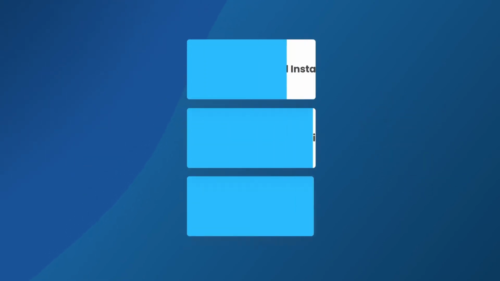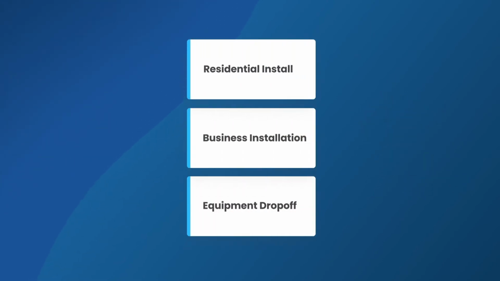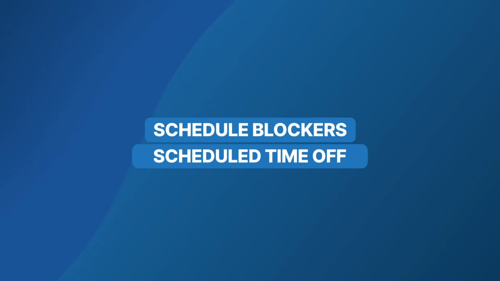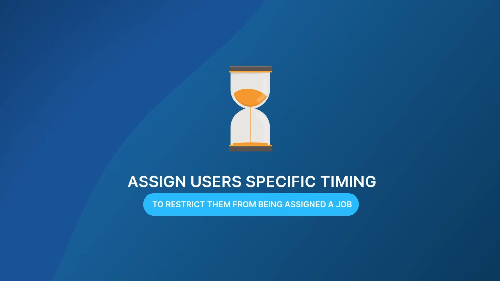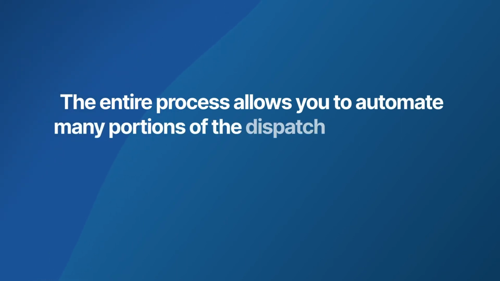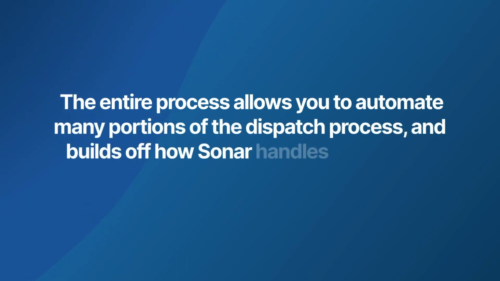From there, scheduling builds from the job types. Each job type will have its own schedule, available technicians, and repetition settings. Lastly, you have schedule blockers and schedule time off, which allows you to assign users specific timing to restrict them from being assigned a job. The entire process allows you to automate many portions of the dispatch process and builds off how Sonar handles companies and your settings.